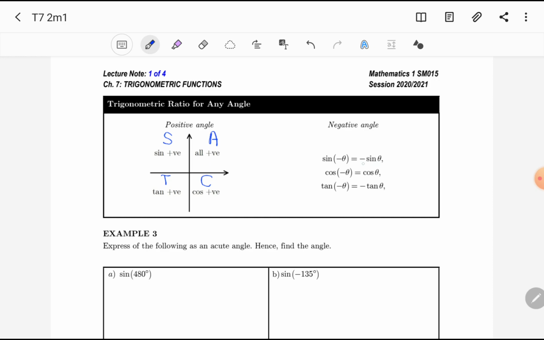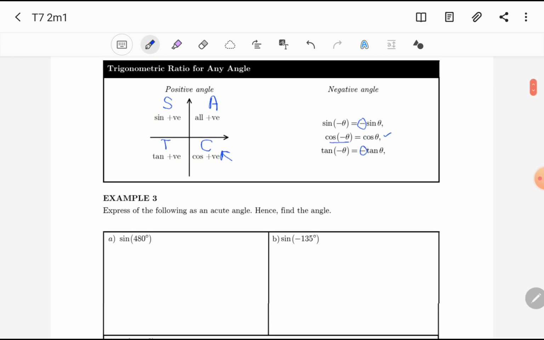Okay, so for negative angle, sine negative theta. Awak tengok kat bawah ni reference dia. Sin negative theta is equals to negative sin theta. Cos negative theta equals to cos theta. Kenapa? Sebab fourth quadrant ni, kalau kita ke bawah, cos dia positif. Yang lain adalah negatif. Okay.